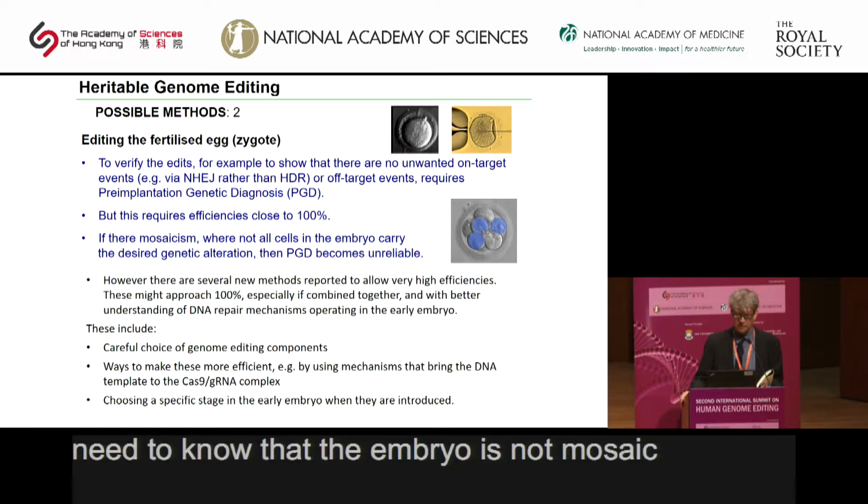However, there are several new methods reported to allow very high efficiencies, and they could perhaps approach 100%, which is what you'd need to have some guarantee that the methods are really going to work. Especially if those methods are combined together, I think that there's a prospect of getting really high efficiencies. We also need, though, to know a little bit more about what's going on in the early embryo, particularly with DNA repair mechanisms, for example.